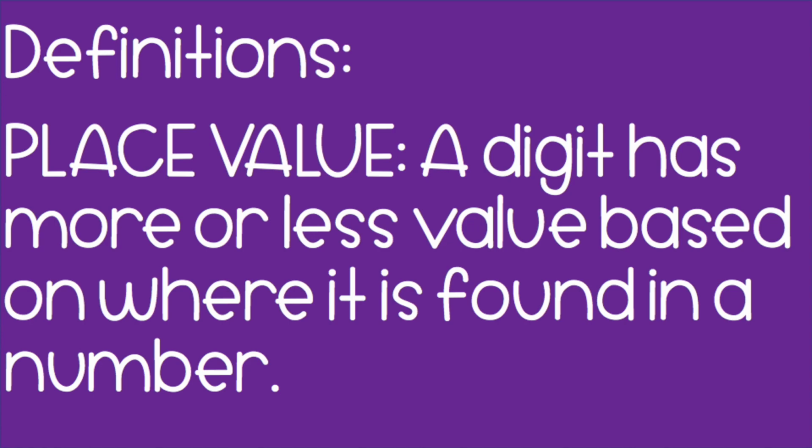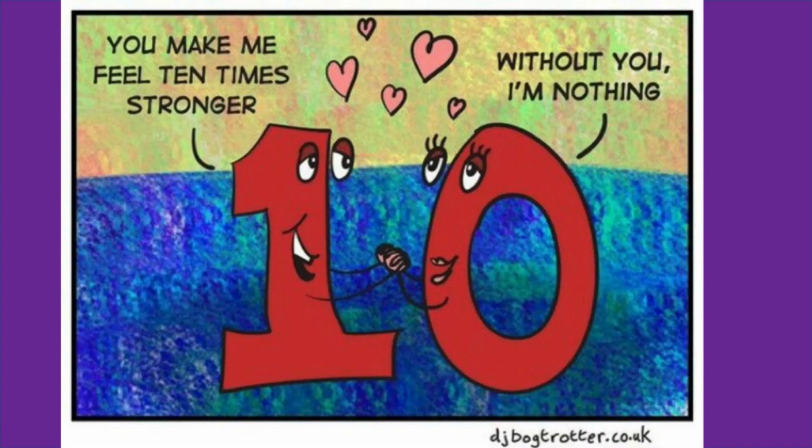Let's start with some definitions. Place value is a word that we use a lot in math that means a digit has more or less value based on where it's found in a number. Basically, it just means that order matters when we're talking about math.